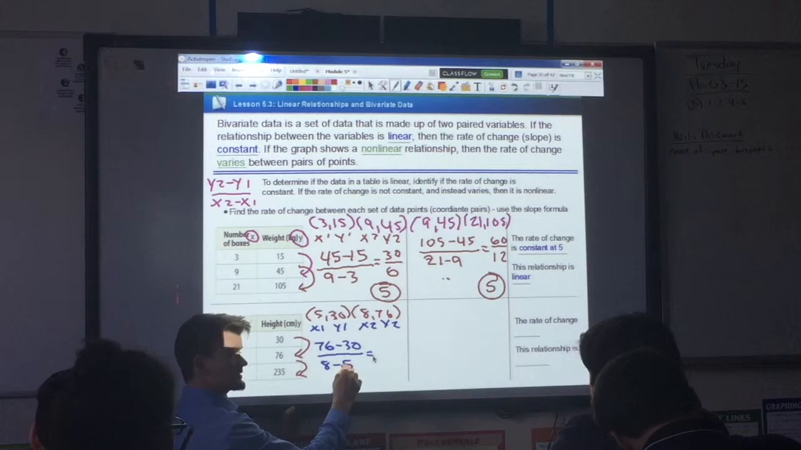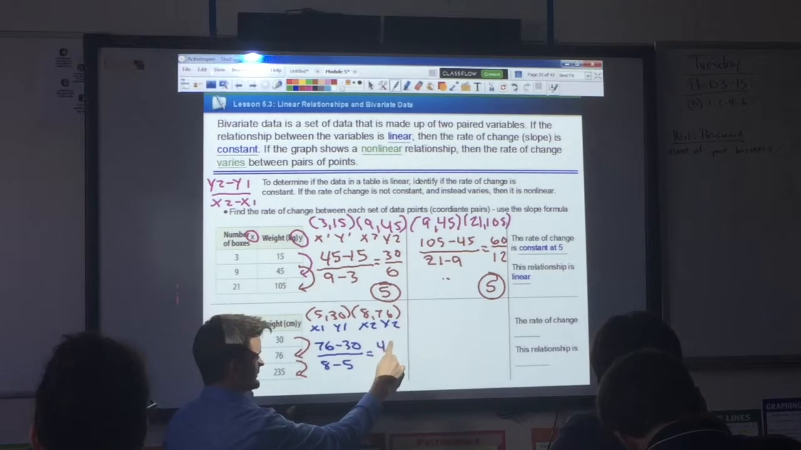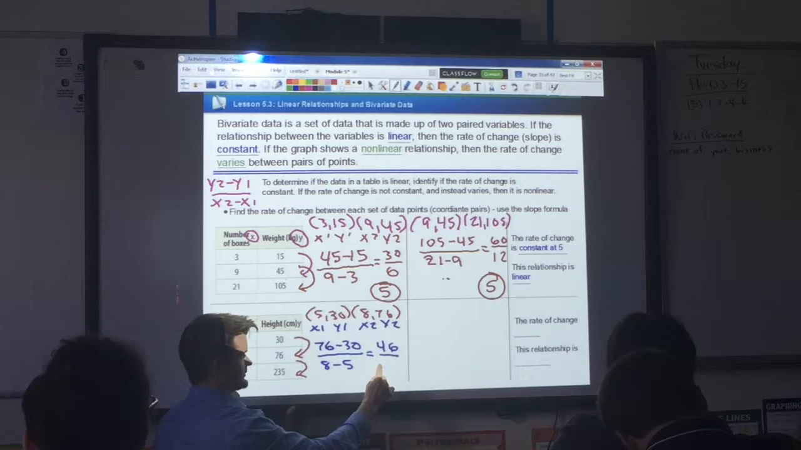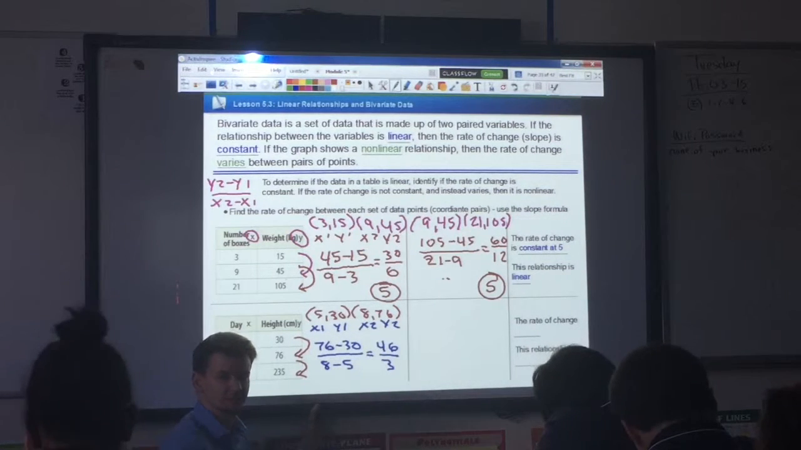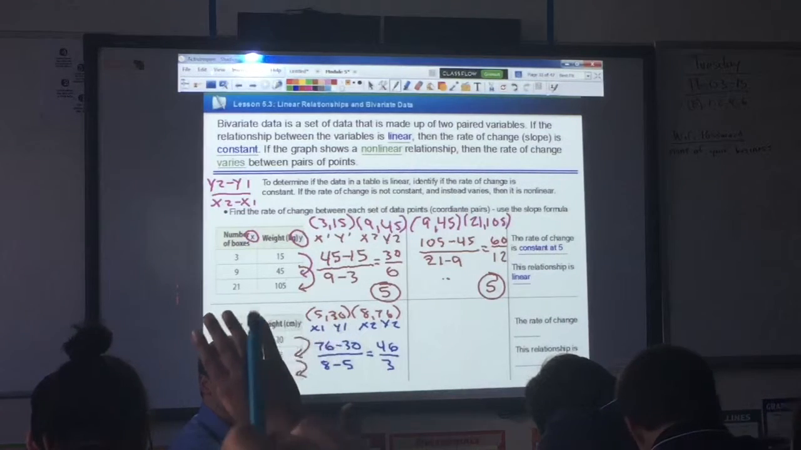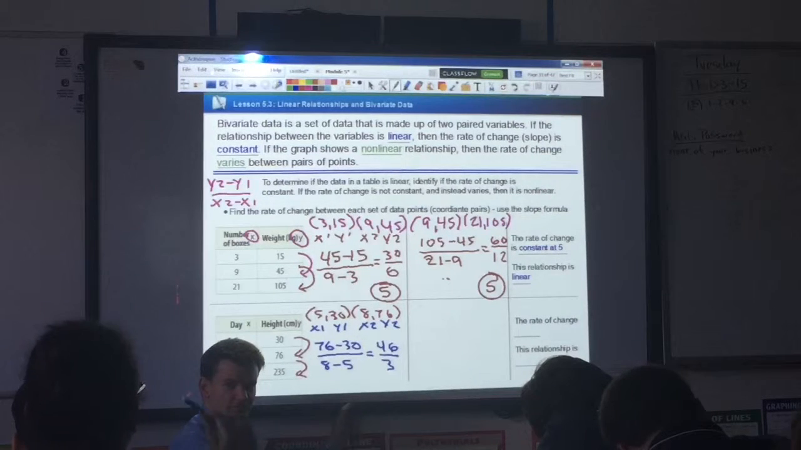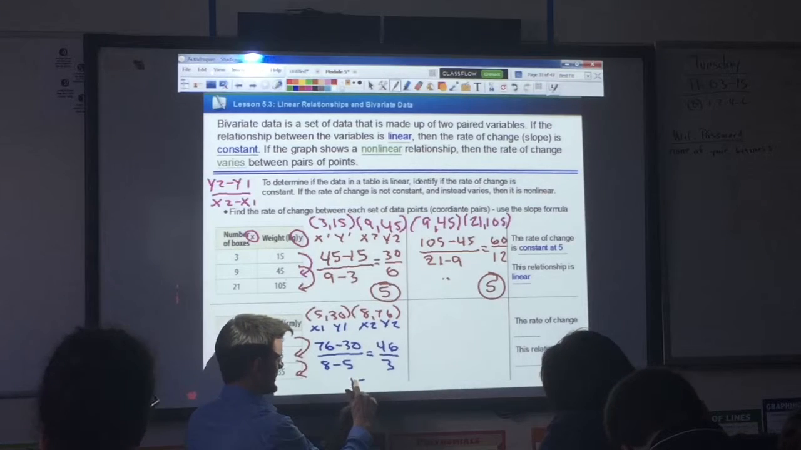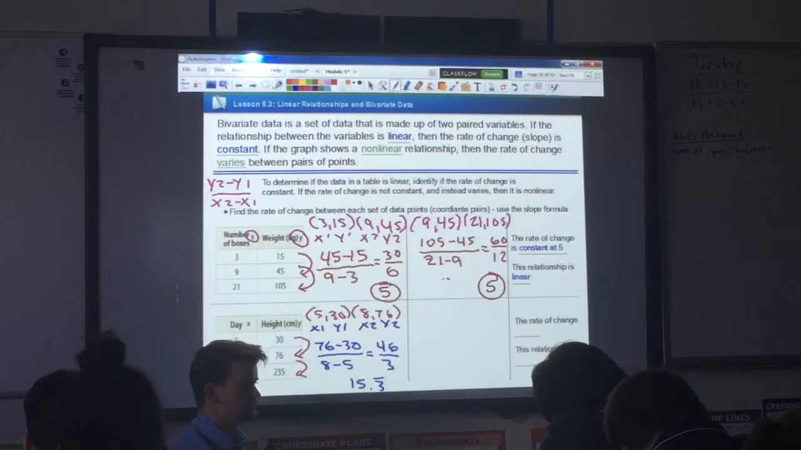46. Just Emily, please. 76 minus 30 is? 46. And then what is 8 minus 5, Emily? 3. And you know what 46 divided by 3 is? It's going to be a repeating decimal, I'm going to say. Did I figure it out? 15.3 repeating. She was making a little bar notation symbol right there. 15.3 repeating. That's the rate of change between the first two sets of points.